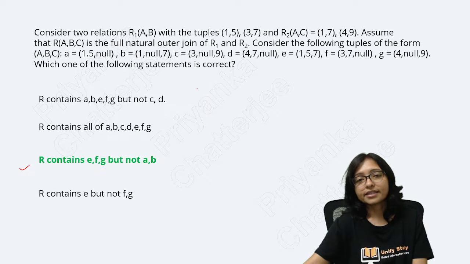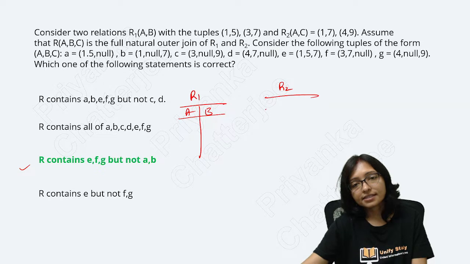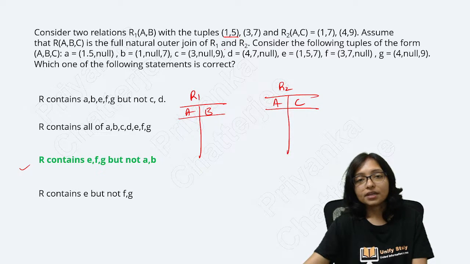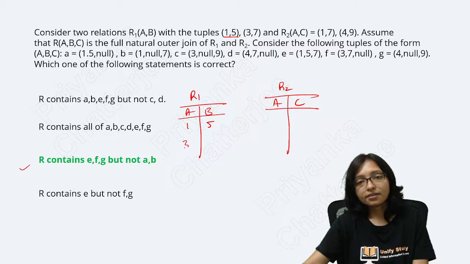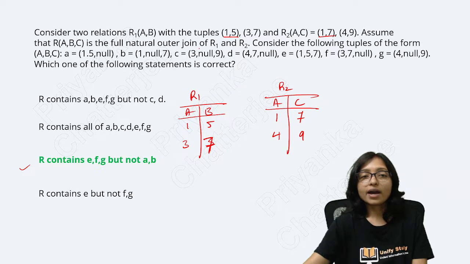How to do it? Let's understand that. R1 is AB, and R2 is AC. In A and B, you can see the rows 1, 5 and 3, 7. And in A and C, 1, 7 and 4, 9. Now I am doing the joining.